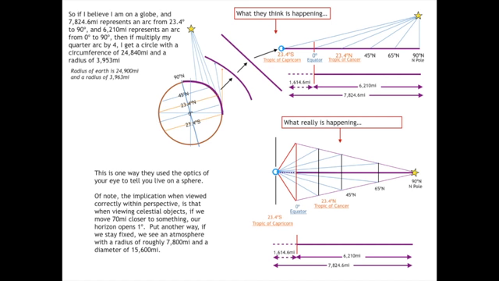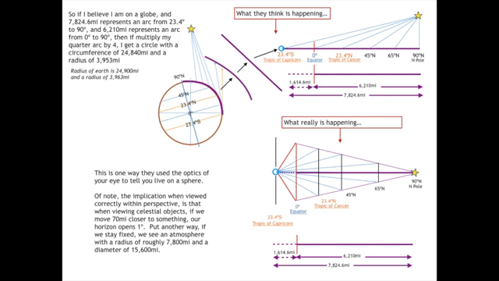So if I believe I'm on a globe and 7,824.6 miles represents an arc length from 23.4 degrees to 90 degrees, and 6,210 represents an arc from 0 to 90, then if I multiply my quarter arc of 0 to 90 by 4, I get a circle with a circumference of 24,840 miles and a radius of 3,953 miles. Keep in mind the accepted circumference of Earth is 24,900 miles and a radius of 3,963 miles.